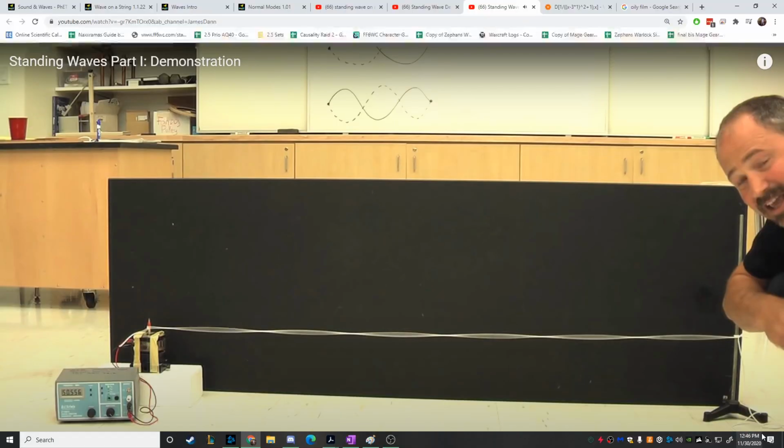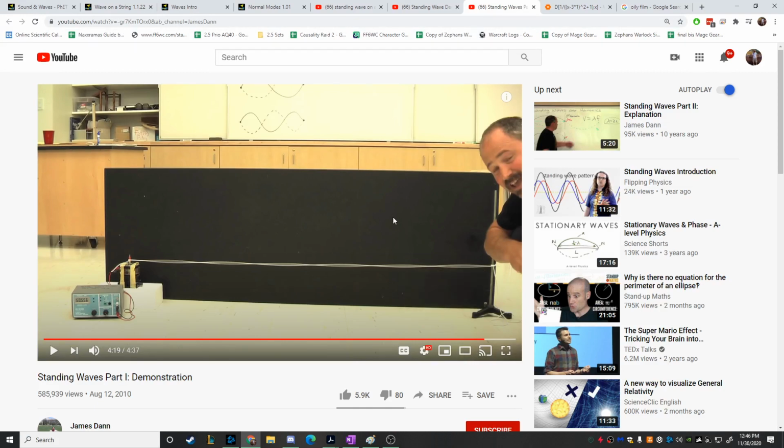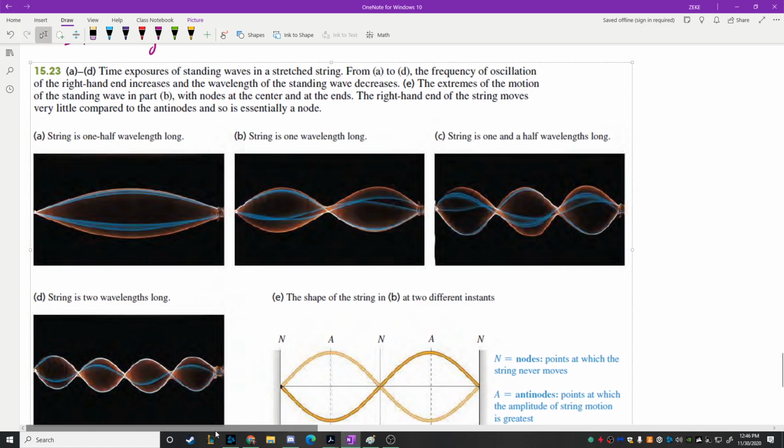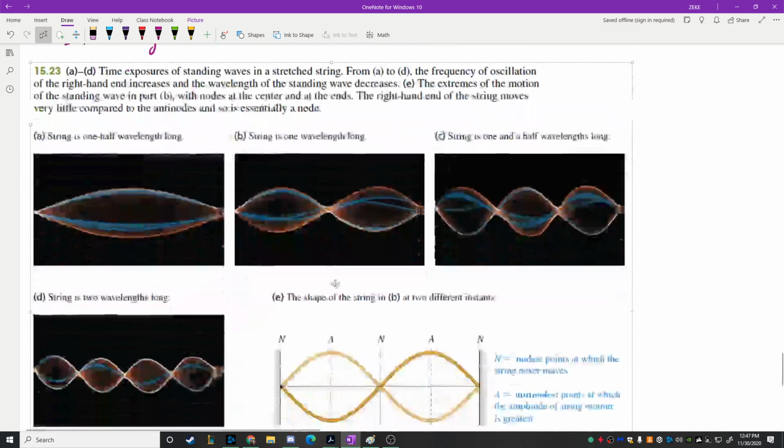There we go. So those are standing waves on strings. I don't know if you all find that fascinating, but the first time I ever saw someone do that demo, I was blown away. I think it makes logical sense that such a thing could exist.